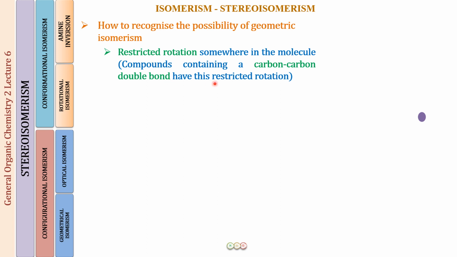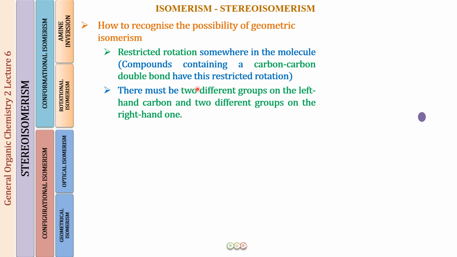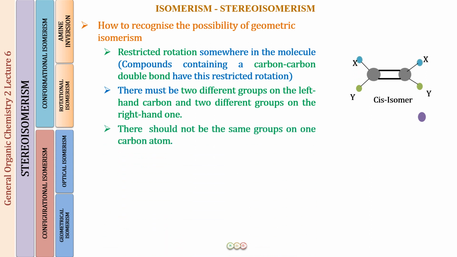So the compounds which are containing a carbon-carbon double bond do have this restricted rotation, and that is why we see geometrical isomerism in these compounds. There must be two different groups on the left hand carbon and two different groups on the right hand carbon. Here you can see this is carbon number 1. It has two groups X and Y, and this is carbon number 2. This also has groups X and Y. The two groups on each carbon should be different. They should not be the same.